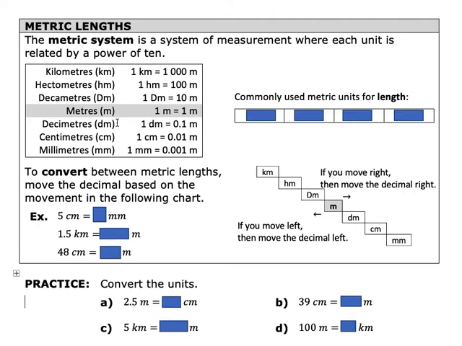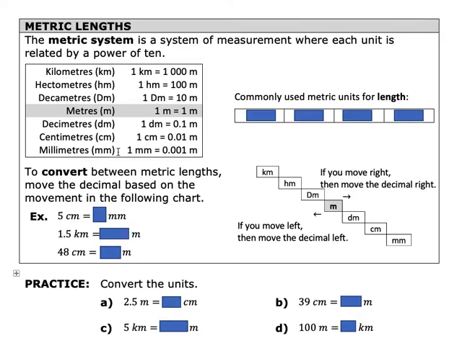1/10 of a meter is a decimeter. Notice the difference between deca meaning 10 and deci meaning a tenth. A centimeter is 1/100th of a meter, and a millimeter is 1/1,000th of a meter. The abbreviations for each of these units are given in this column.